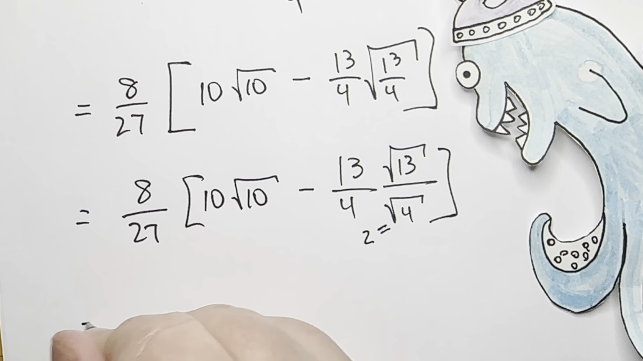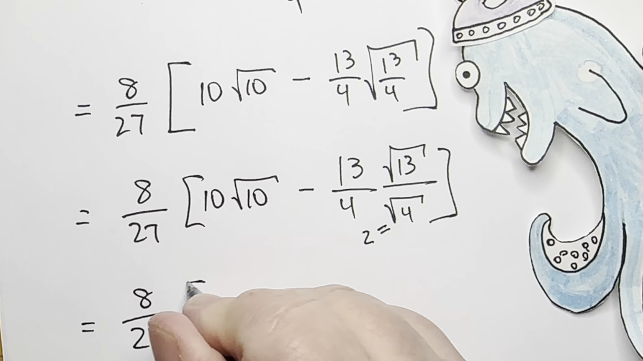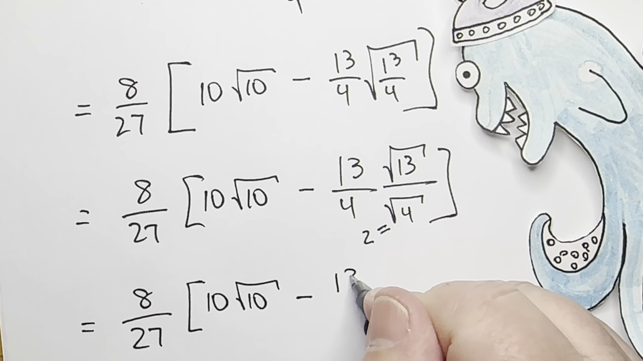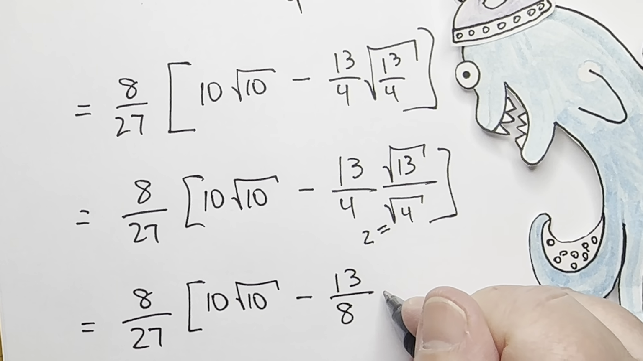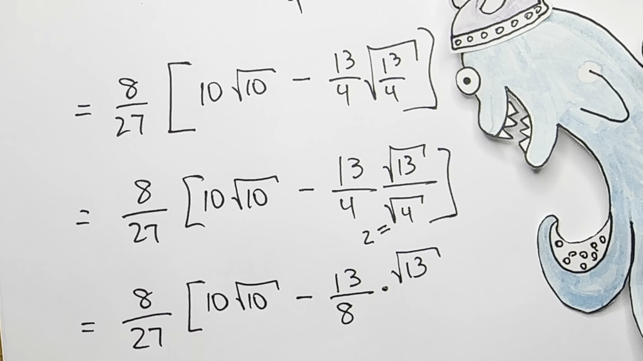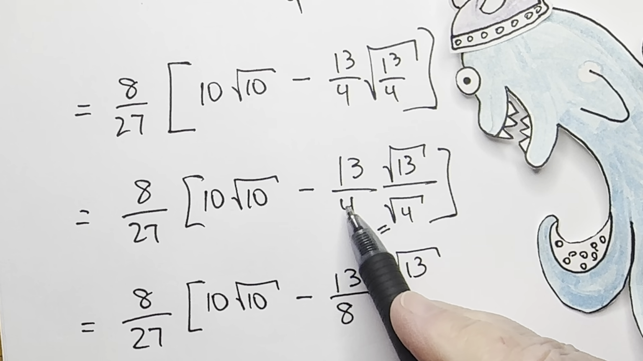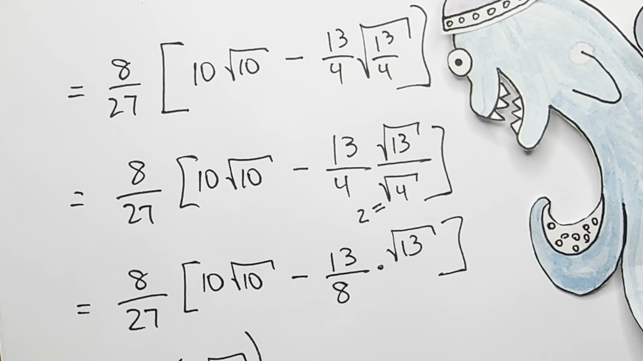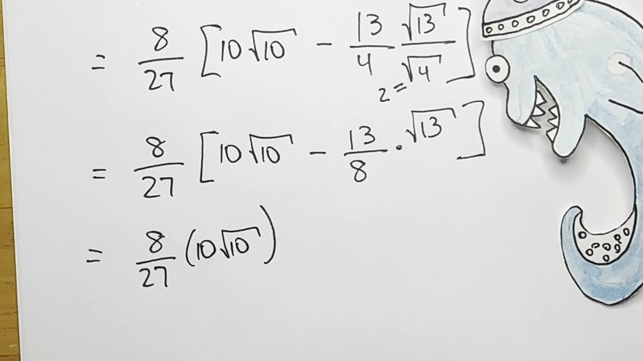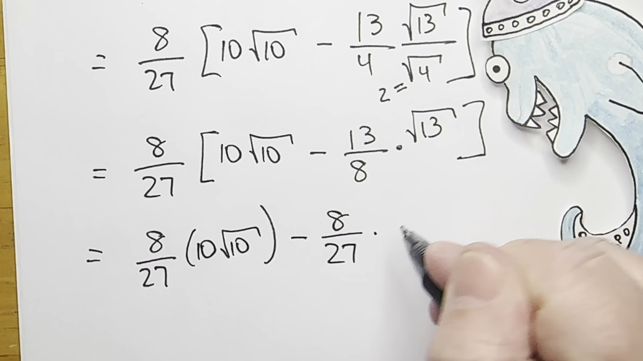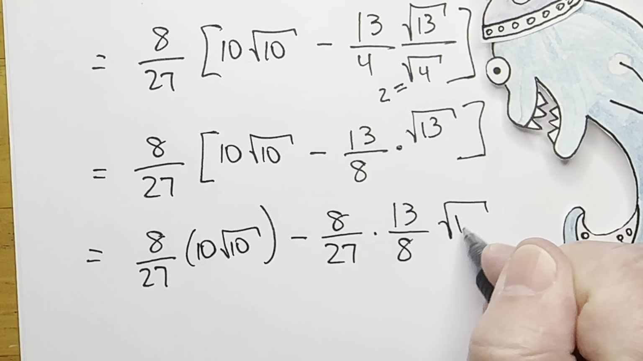So then I've got 8/27 times 10 radical 10 minus 13/8 times radical 13, right? I took the 2 here and the 4 there. Okay, so that's 8/27 times 10 radical 10. Let me lift it up so you can actually see that. Let's try that again. 8/27 times 10 radical 10 minus 8/27 times 13/8 times radical 13.